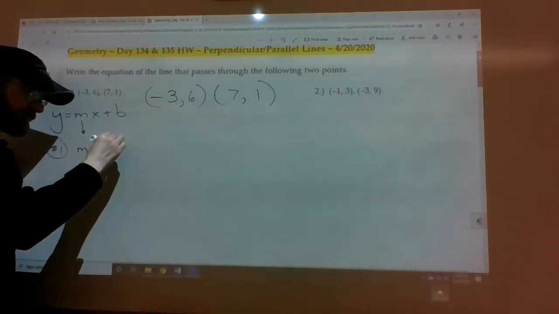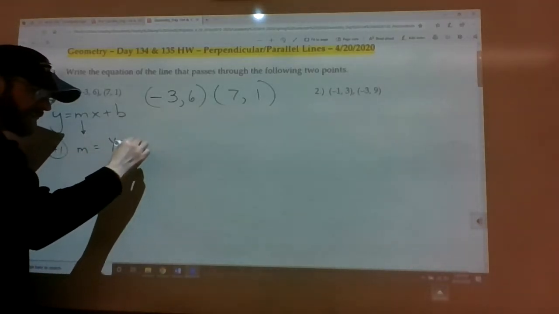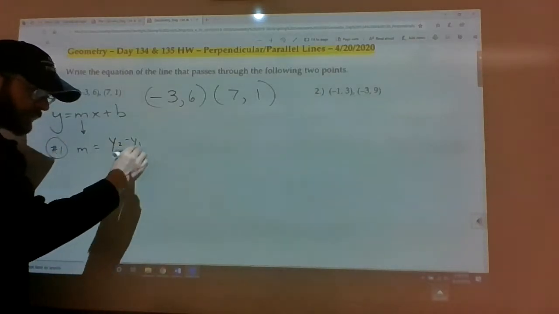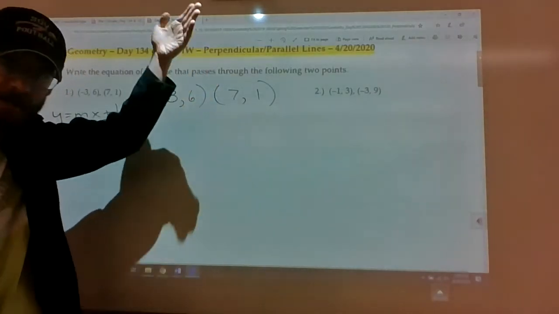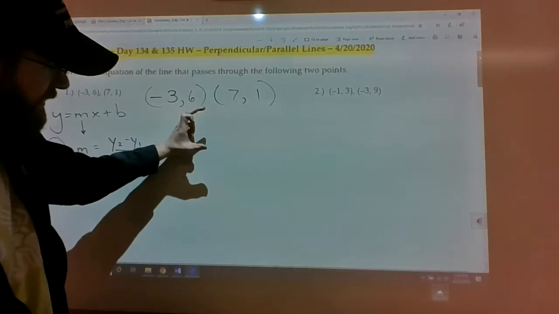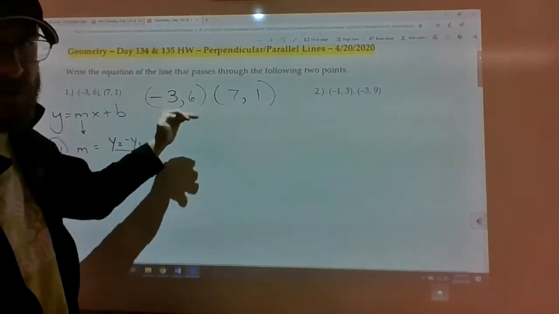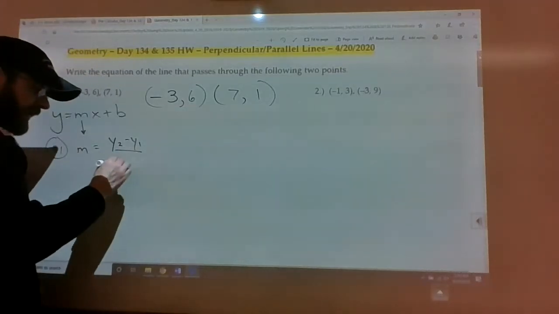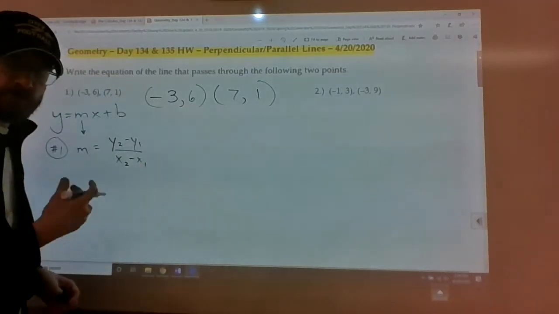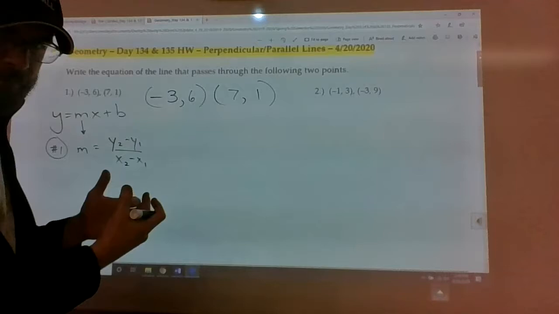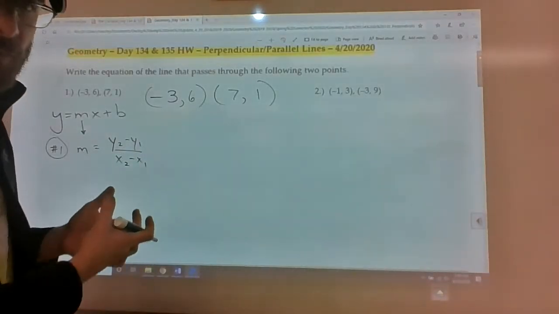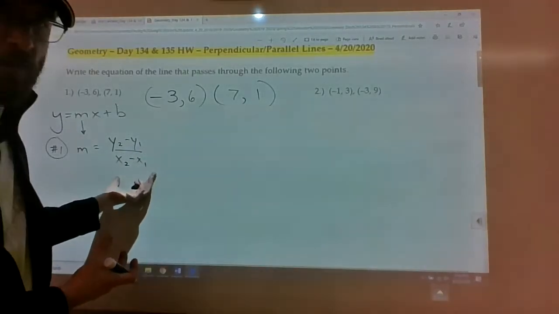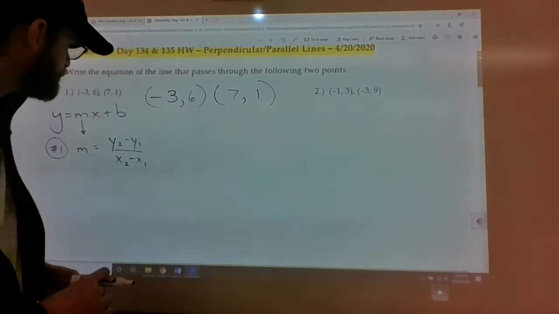M has a specific formula of taking the two y's and subtracting it. Remember, the y's represent the rise. So if you subtract them, you're taking the difference between the 2 points. That's how high you got to go up or down to get from one point to the next. And then you've got to do the run, subtract the x's. So m is slope, which is rise over run. y2 minus y1 over x2 minus x1.